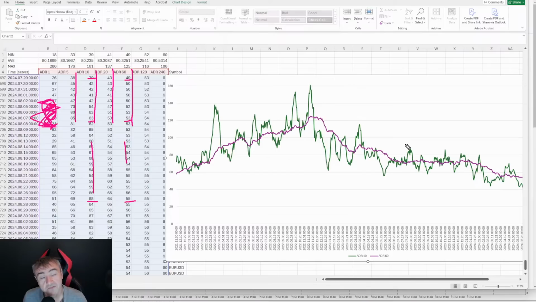But yeah, you can see the difference. So that was my findings. And as I said, I did it on other pairs as well. Not all the other pairs, but I did it on 5 other pairs just to get an average.